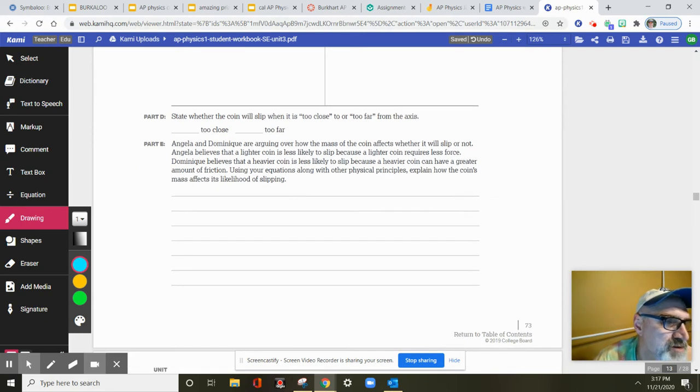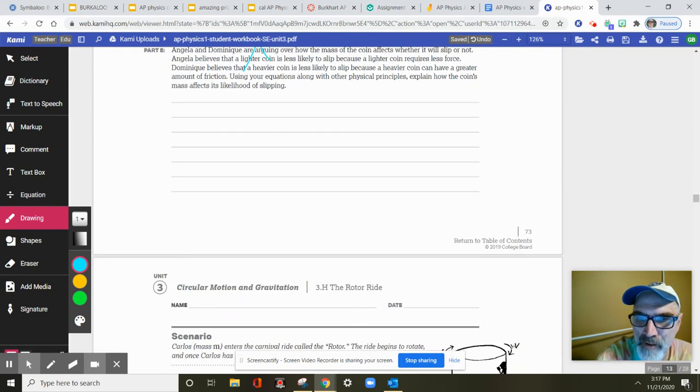State whether the coin will slip when it's too close or too far. I'm going to go with too far. And they're arguing about the mass. So the mass was canceled out in the derivation, and so the mass doesn't matter. The force that causes the motion is proportional to the mass, and the force increases the same way as the resistance to the force. So the motion will be the same independent of the mass, is what the answer key says.